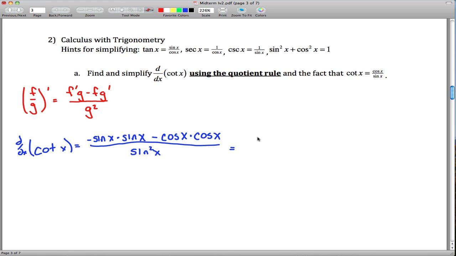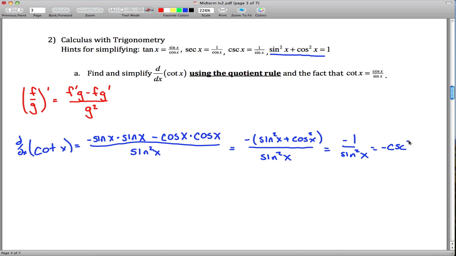And what we have up top here is negative sine squared minus cosine squared. So you can take out a negative, and you got sine squared plus cosine squared divided by sine squared. And as we got written up here, sine squared plus cosine squared is equal to 1. So this right here is just negative 1 over sine squared. Or if you want, since 1 over sine is cosecant, negative cosecant squared.